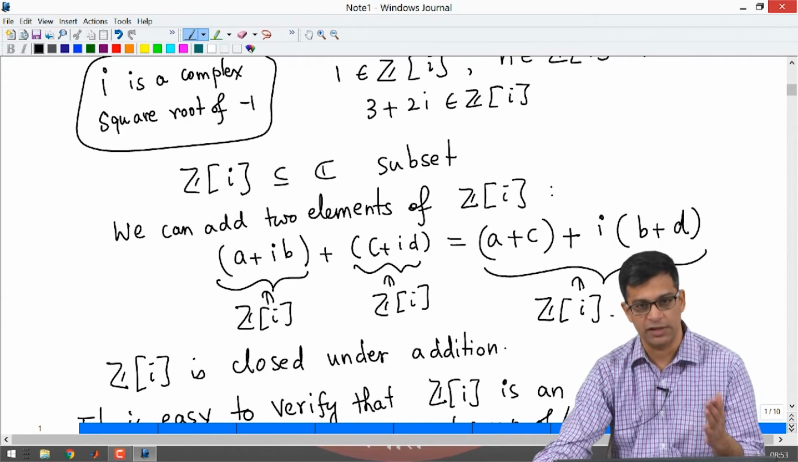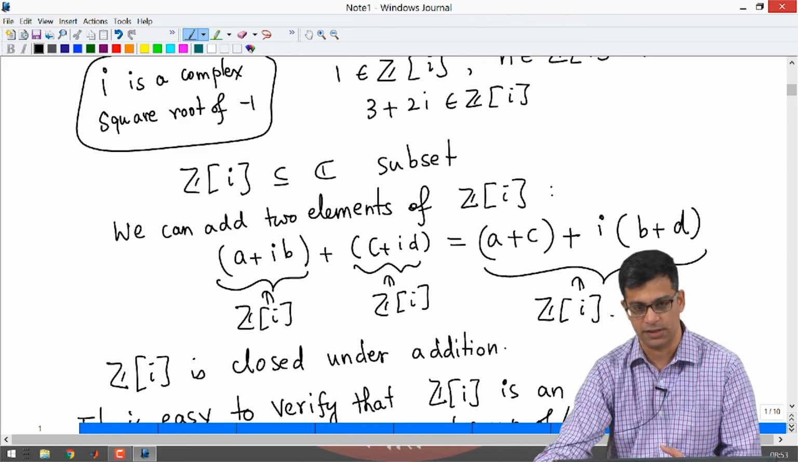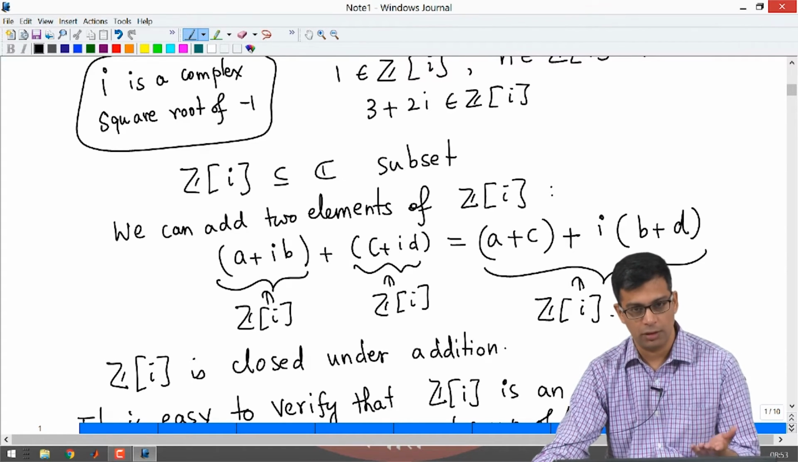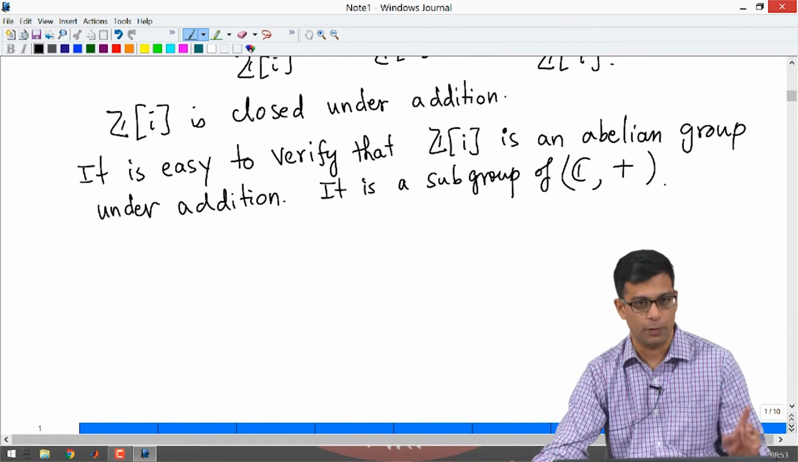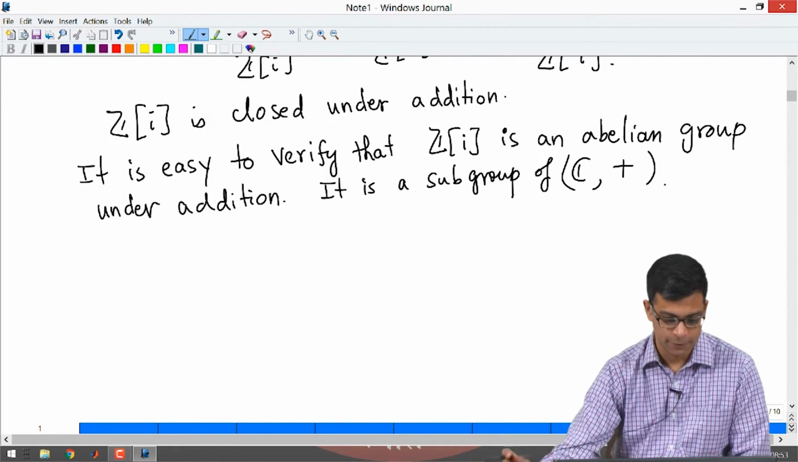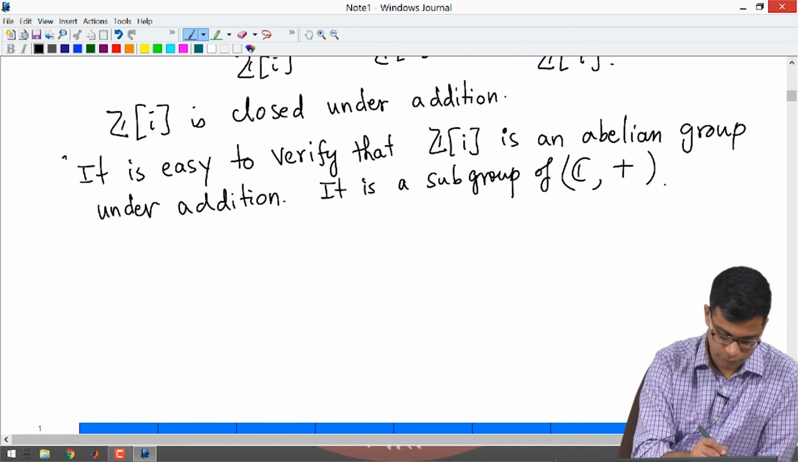Every element has an inverse. A plus ib has inverse minus a minus ib, that is also in Zi, and certainly it is associative because addition of complex numbers is associative, and it is closed, we checked. So, it is an abelian group. That is, remember, one of the properties we are looking for in a ring. So, it is a group, that is old news. So, this is the first property.